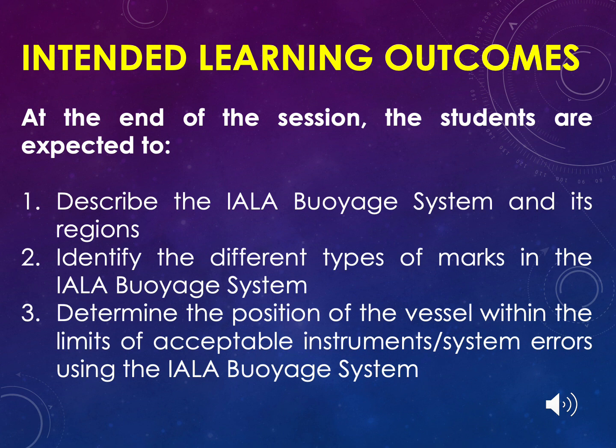Topic 6: IALA Buoyage System. Intended Learning Outcomes. At the end of the session, the students are expected to: 1. Describe the IALA Buoyage System and its regions. 2. Identify the different types of marks in the IALA Buoyage System. 3. Determine the position of the vessel within the limits of acceptable instruments or system errors, using the IALA Buoyage System.